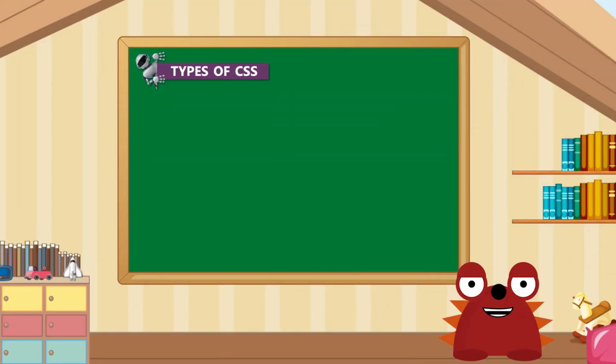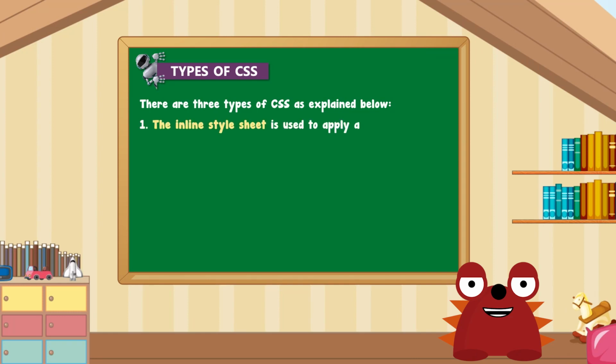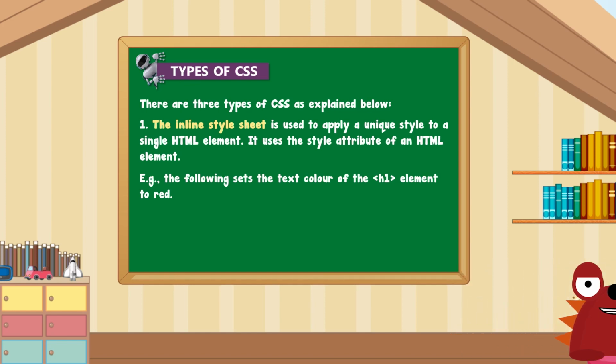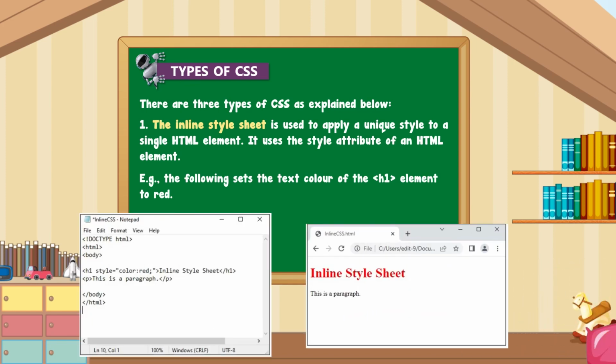Now let's learn about the types of CSS. There are three types. Starting with the first one, the inline style sheet is used to apply a unique style to a single HTML element. It uses the style attribute of an HTML element. For example, the following sets the text color of the H1 element to red. Here is the code and the output of it.